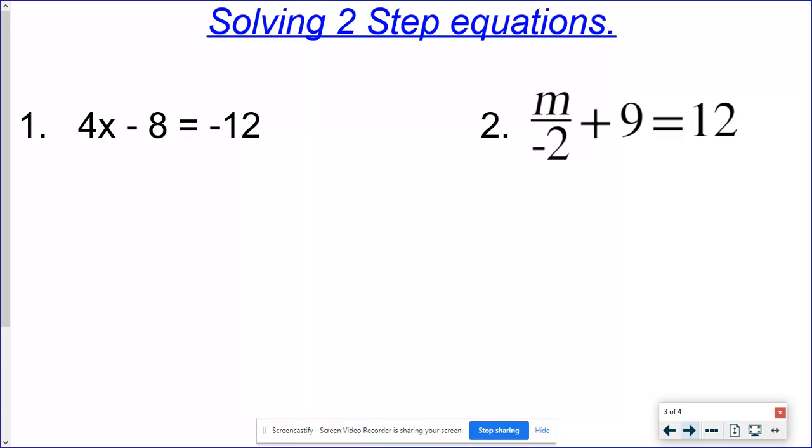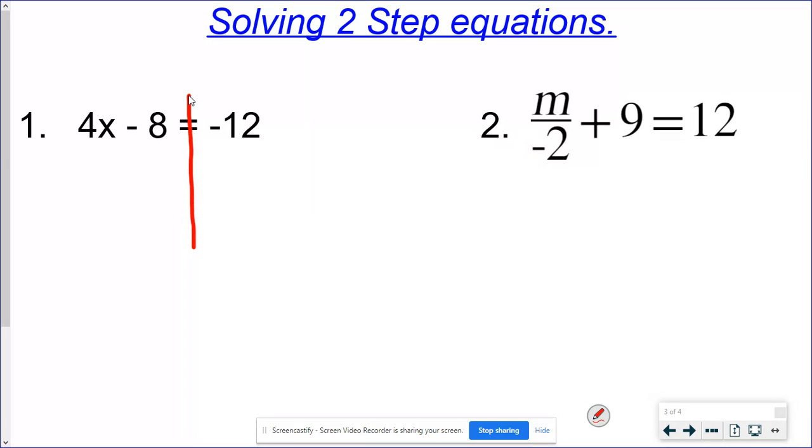When we have two-step equations, you have to keep in mind what you want to get rid of first. In number 1, when I am trying to decide what to do first, I've got the 4 that's attached to the x, and then I'm subtracting 8 equals negative 12. When I solve these kind of problems, whatever is attached to the variable, in this case, the 4, that is the last thing that's going to go away. We're like undoing order of operations.